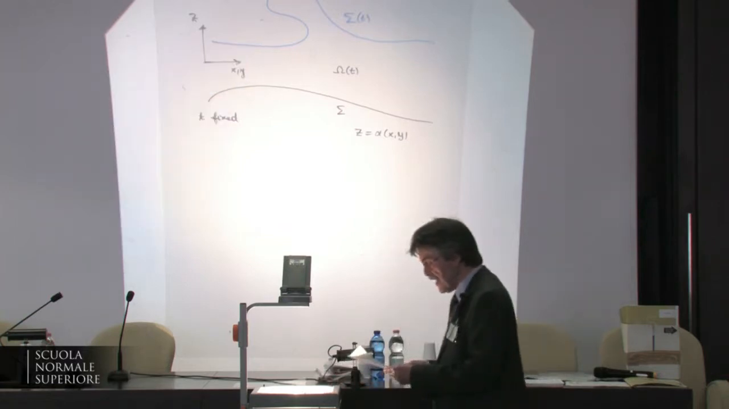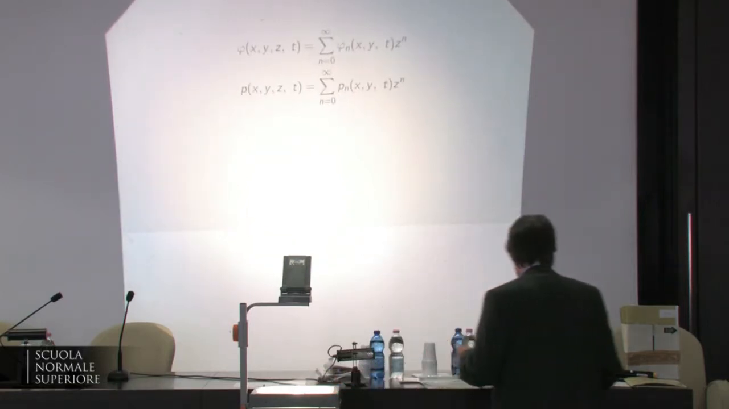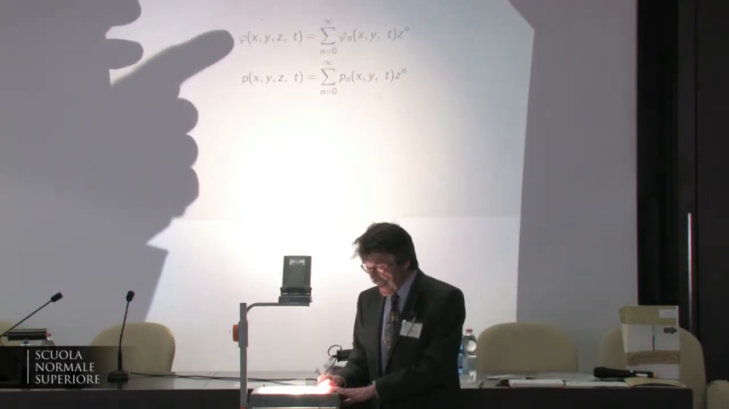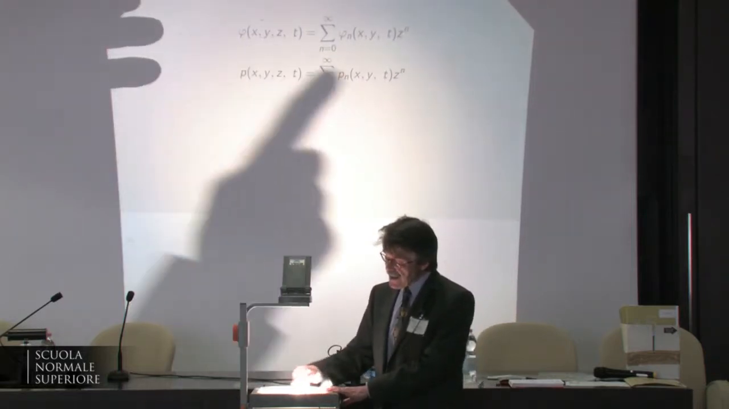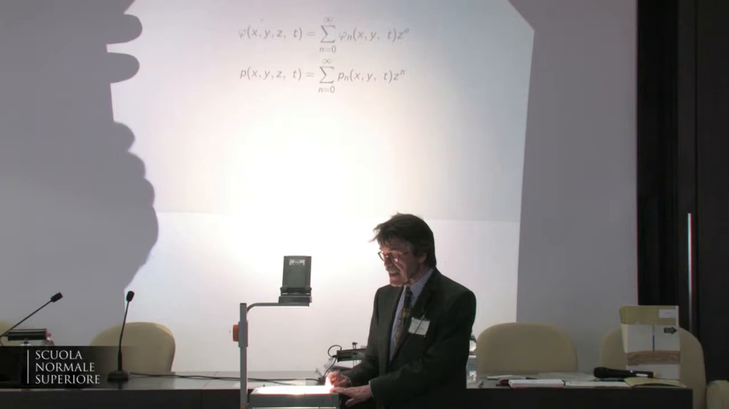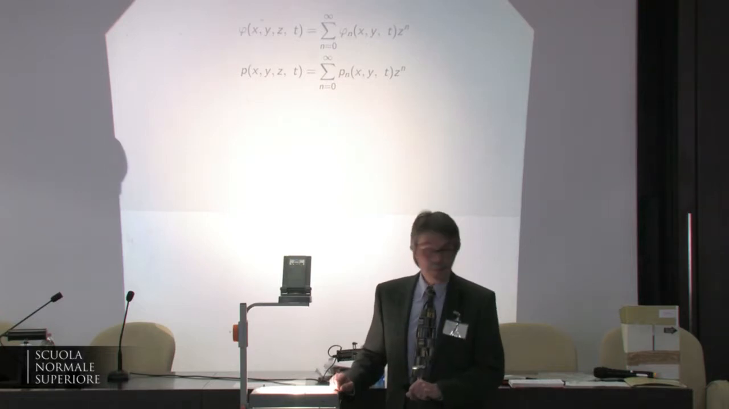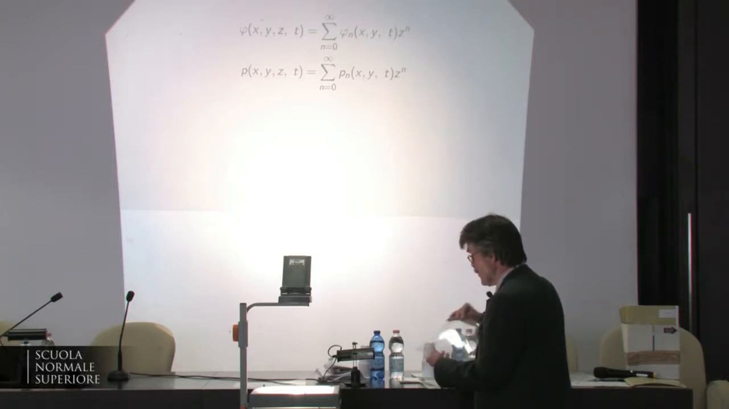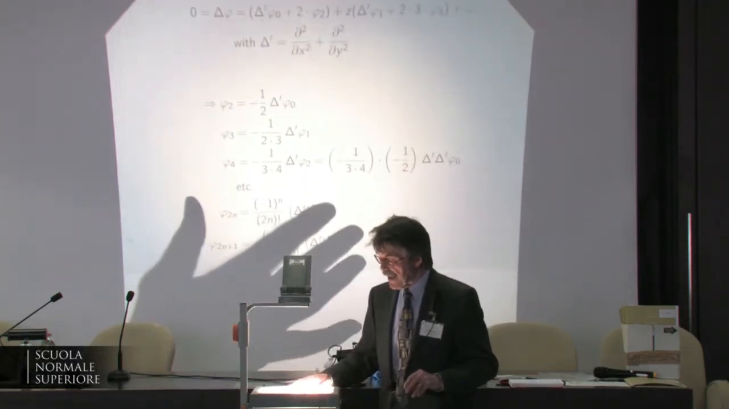Okay, so what he does here is he says, let's make that very small, and he makes an ansatz for the potential and for the pressure, by saying that you can develop the function as a power series in z with coefficients phi n that depend only on x, y, and t, and the same for the pressure. If you do that, you reduce your problem in the following way.